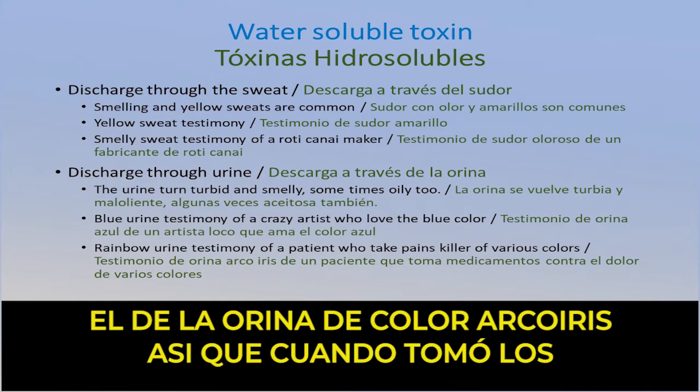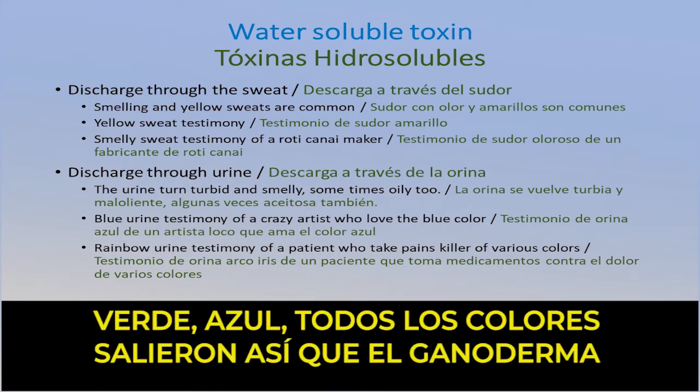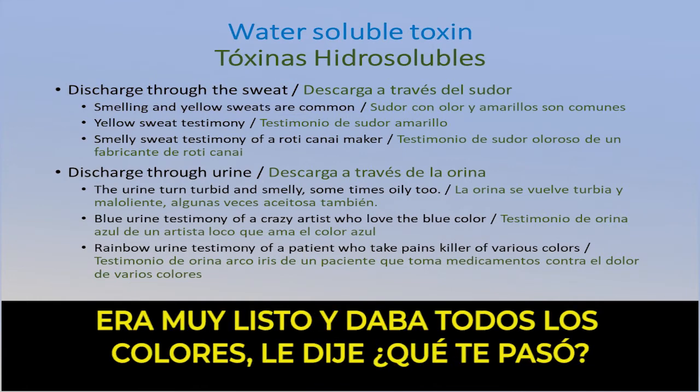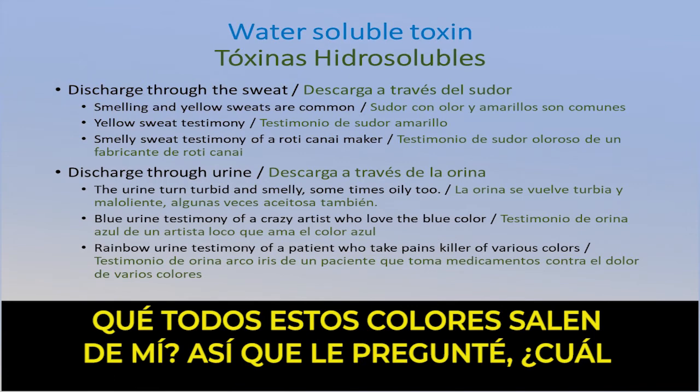So when you take the products, first the urine is reddish in color, and then orange, then yellow, then green, blue, you name it, all the colors of the urine come out one by one. So I think our Ganoterapy is very clever, it can sort out all the colors. I asked, what happened to you, Dr. Lim? I don't see any color in your products now. Why are all these colors coming from me?